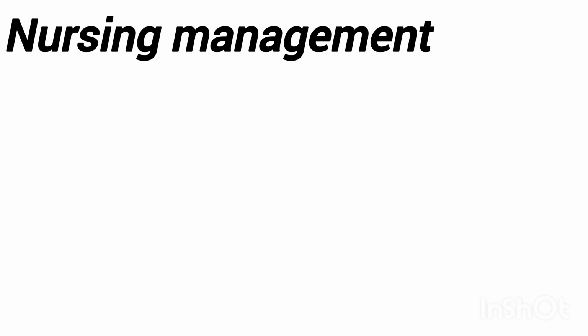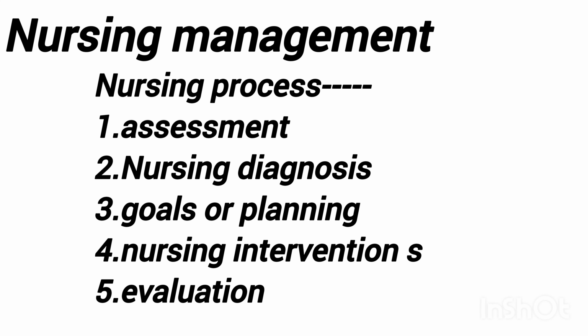The next management is nursing management. In nursing management, there is the nursing process. There are 5 steps in the nursing process in order to give nursing management to the patient. So, what are those steps? The first is you have to do the assessment. The second one is nursing diagnosis, then goals or planning, then the fourth one is intervention, and the final step is the evaluation. We will see all the steps one by one.